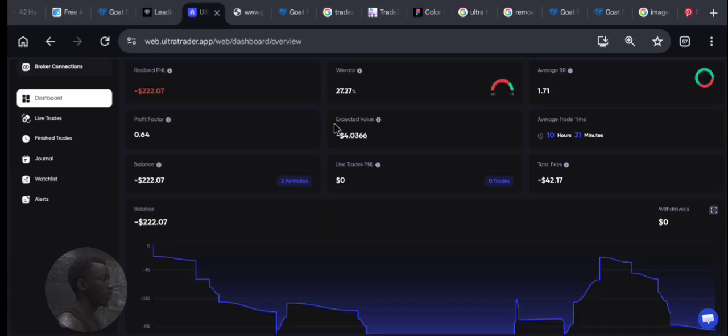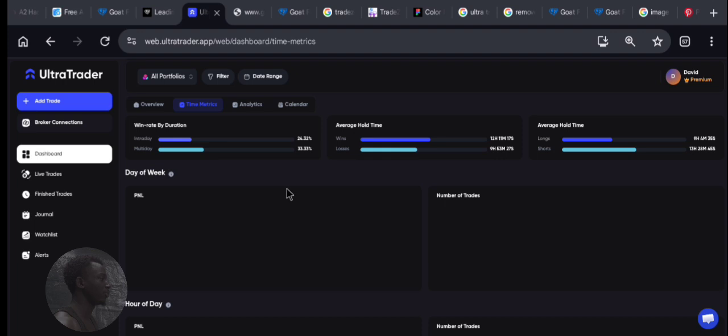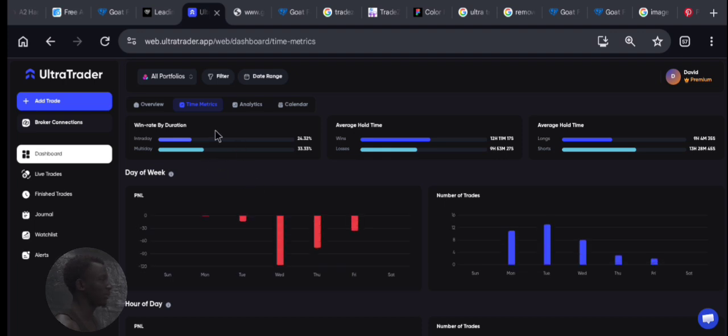So let's go to the next one, which is time matrix. This time matrix mostly deals with anything that relates to your timings. Understand? Anything that deals with your timing in trading. So this is win rate by duration. You can see clearly this is intraday.